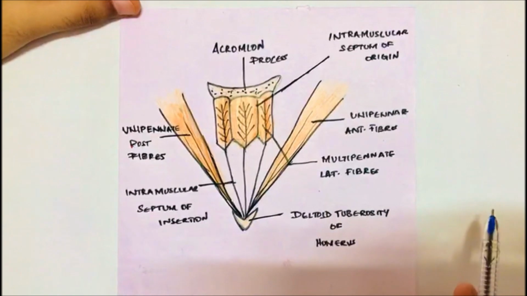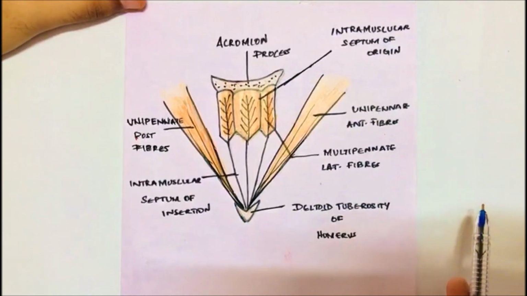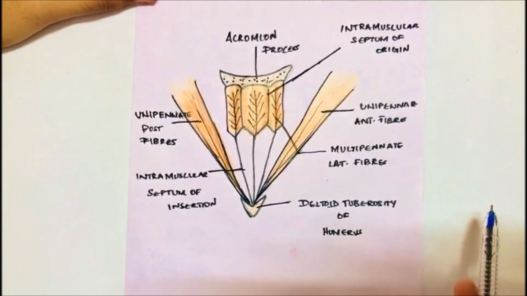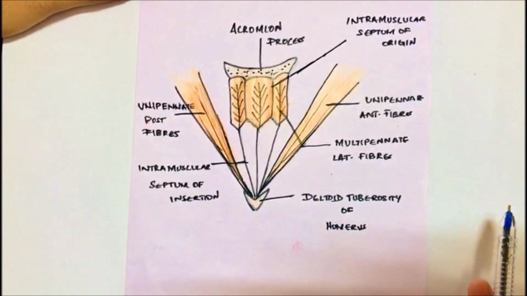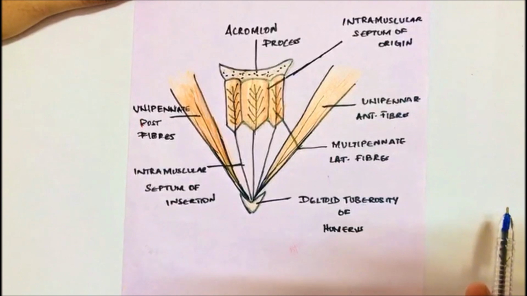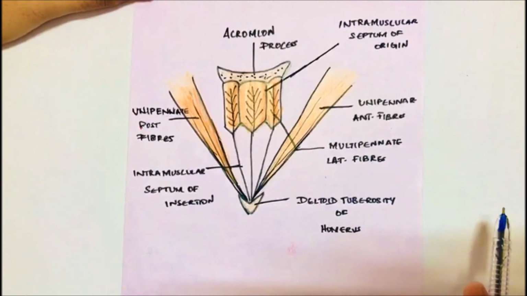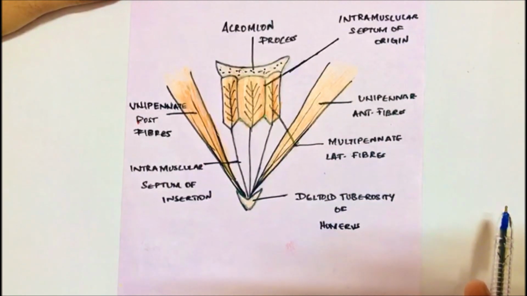Now let us discuss about its clinical correlation. The common site of intramuscular injection is deltoid. The intramuscular injections are commonly given in the lower half of the deltoid to avoid injury to the axillary nerve, which winds around the surgical neck of the humerus.